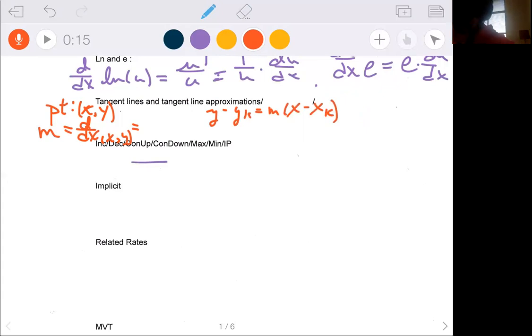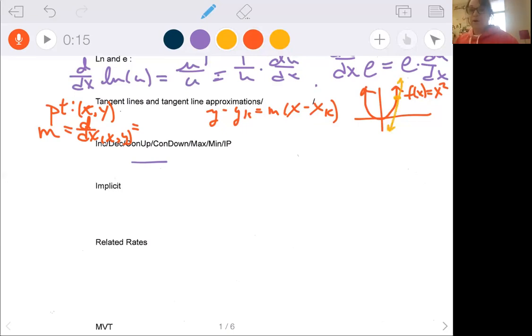So if your function was, say, let's just do a parent function for a quadratic, y equals x squared, or f of x equals x squared. And if I said write the equation for the tangent line to the graph at x equals 3, I would need the point where it hits, and that would be at 3 comma 9, because 3 comma 3 squared.